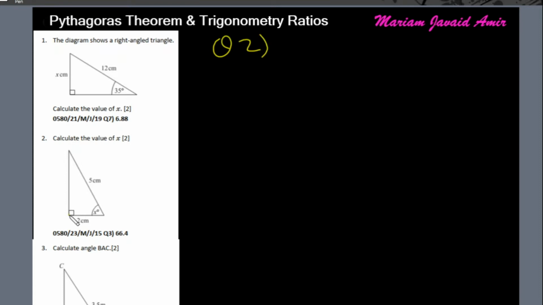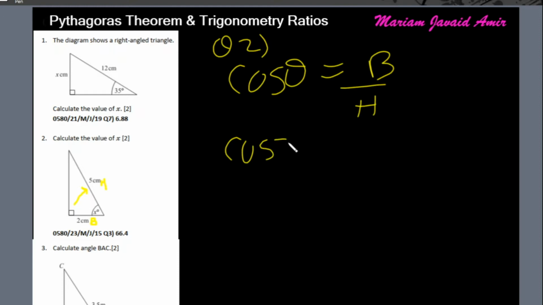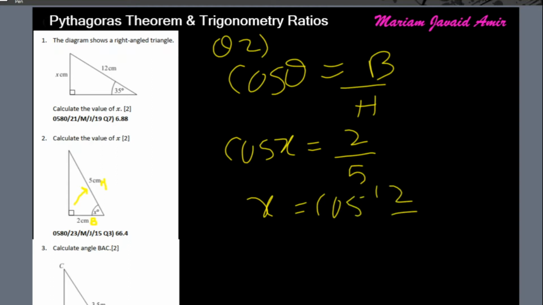Now the side between the two angles is the base, and we've already discussed that the side opposite to the right angle is the hypotenuse. So we'll be using cos theta. Cos theta is equal to base over hypotenuse. We need to find the value of the angle. Base is 2, hypotenuse is 5. X equals cos inverse 2 by 5.